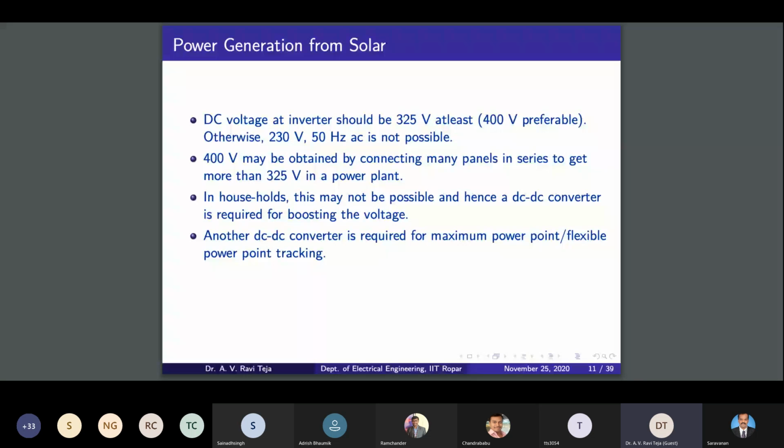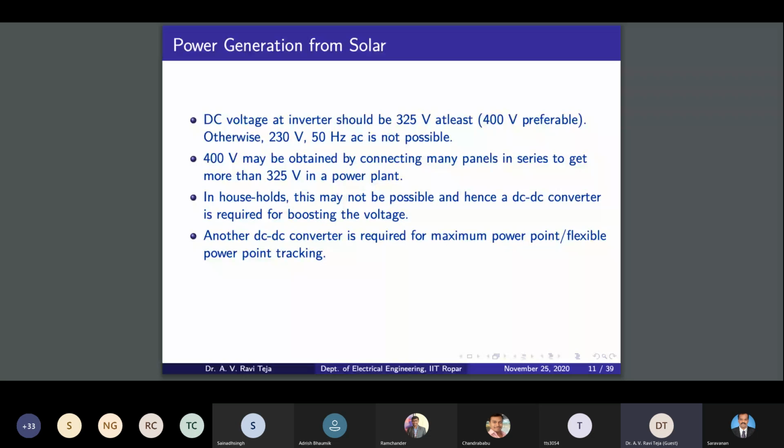Flexible power point tracking means, suppose you are using a solar panel output at your home only, and you are not giving power to grid. And at a particular instant at your home, you are utilizing only 1000 watt of power, but you are having a good solar radiation at the top, and it is able to generate at maximum power 1.5 kilowatt. So your requirement is 1 kilowatt, but you are having irradiation corresponding to maximum power 1.5 kilowatt. Then there is a mismatch. If you are connected to grid, that is fine. That remaining 500 watt you can give to the grid.